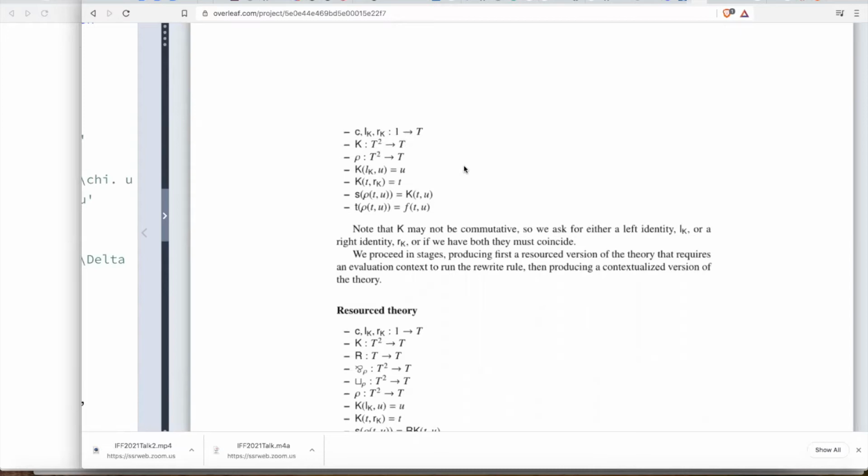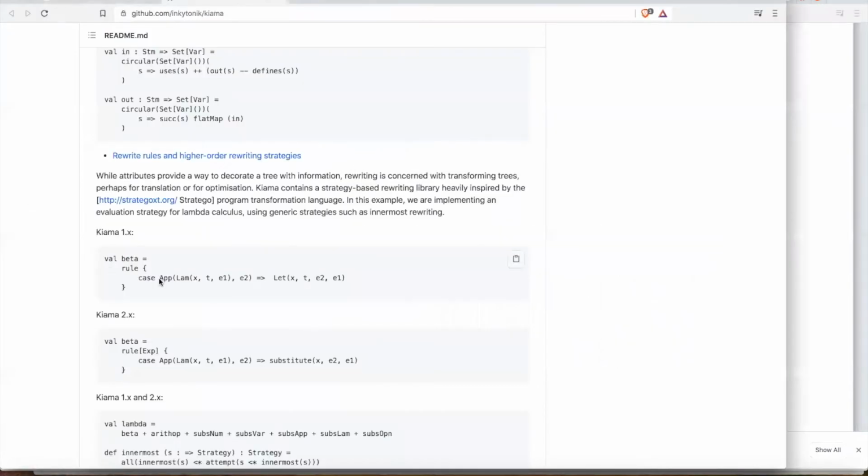Oh, case object, because they're exactly right. Constants. Yeah, exactly. And then the K would be your case class, and then the row would be your Kiama rule. Does that make sense? Yes. Okay. Very good.